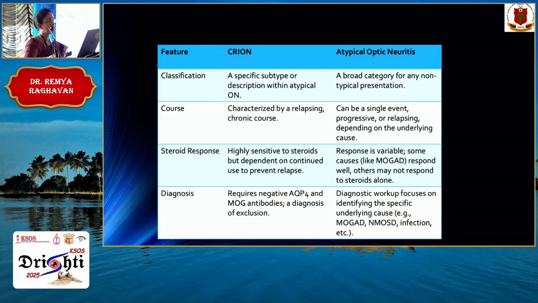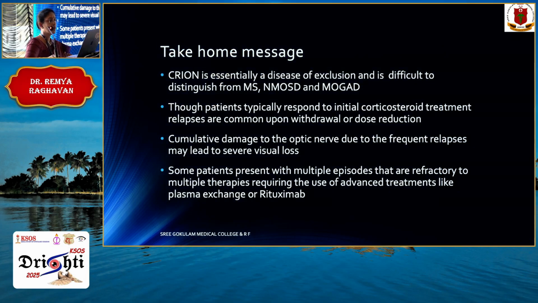So how do you differentiate it from atypical optic neuritis? This CRION is actually a subtype of atypical optic neuritis, and it is characterized by its relapsing chronic course and high sensitivity to steroid. But the thing is, if you reduce the dose or withdraw the steroid, then there will be a relapse. And aquaporin 4 and MOG antibodies will be negative. So the take-home message is this condition CRION is essentially a disease of exclusion, and it is very difficult to differentiate it from multiple sclerosis, NMO spectrum of disorders, and MOGAD.